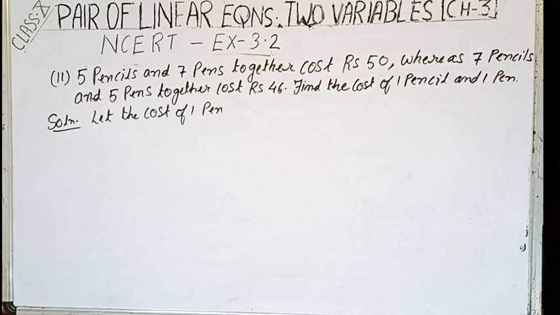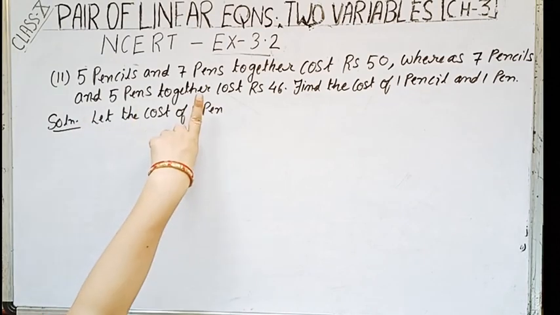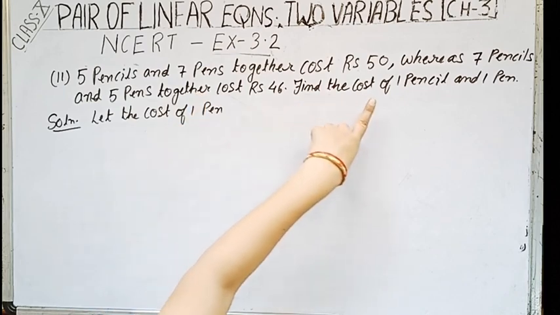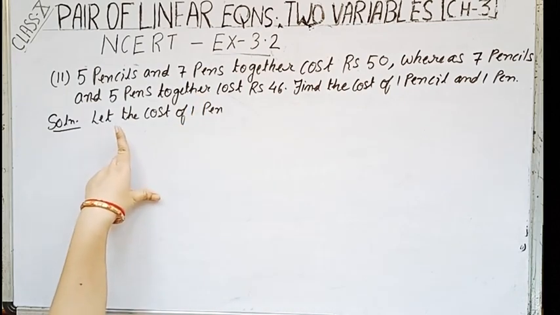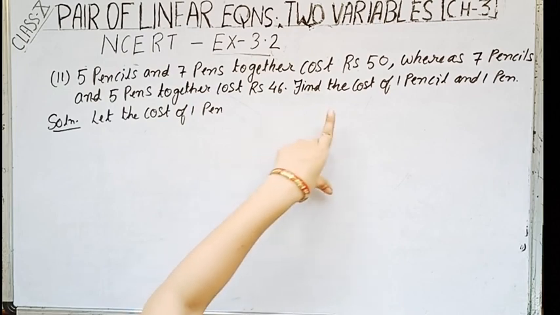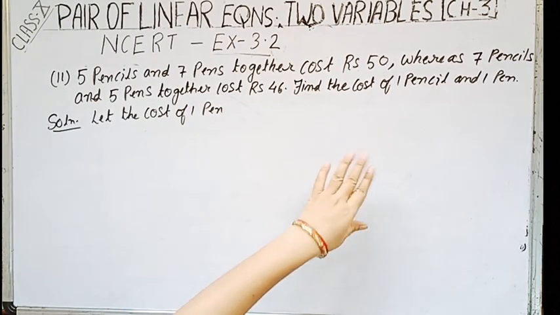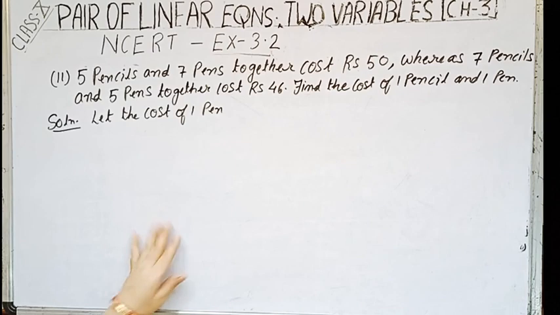Let us go to subpart number 2 of question number 1. The question is: 5 pencils and 7 pens together cost rupees 50, whereas 7 pencils and 5 pens together cost rupees 46. Find the cost of 1 pen and 1 pencil. This we have to solve graphically.